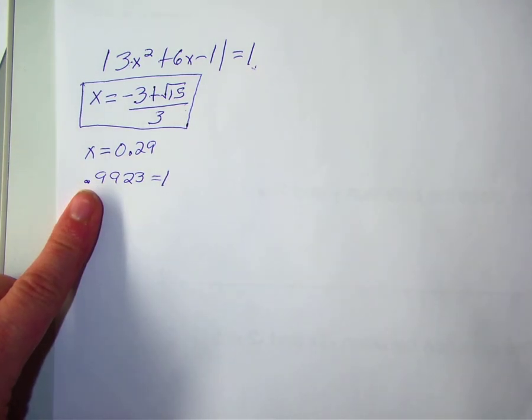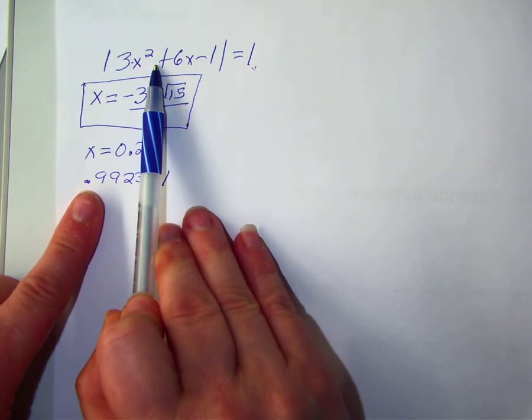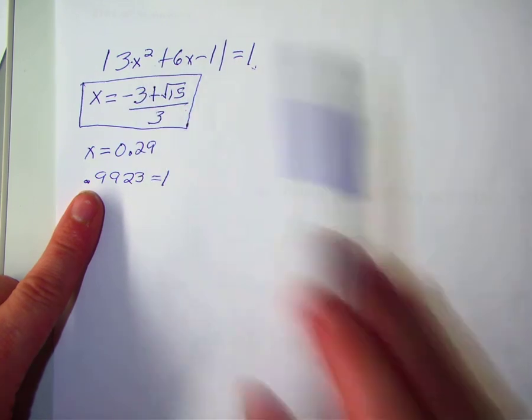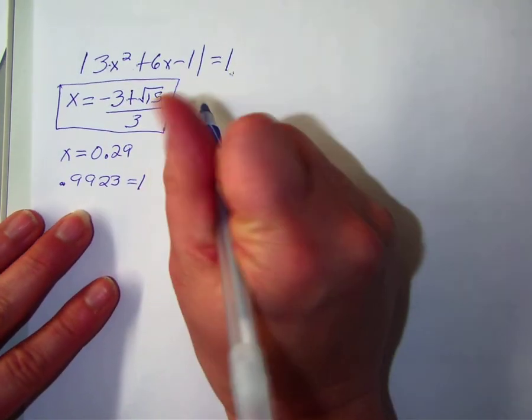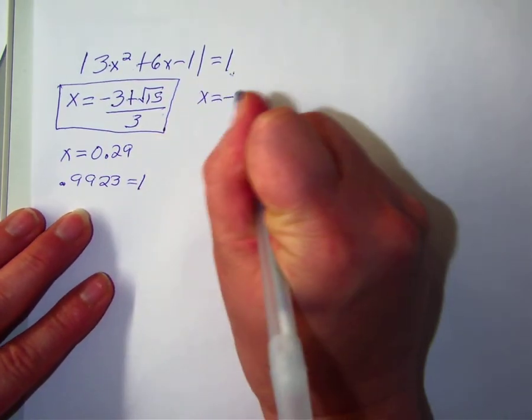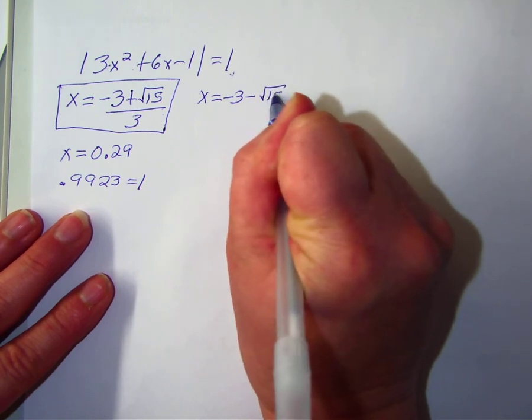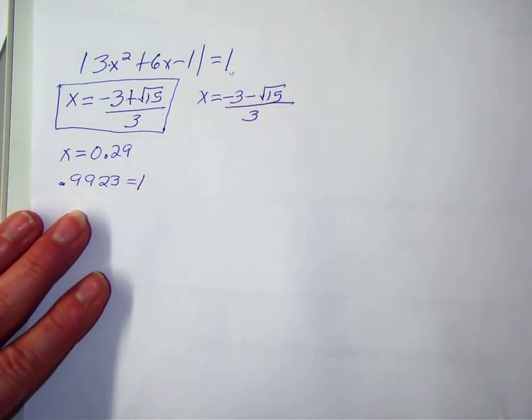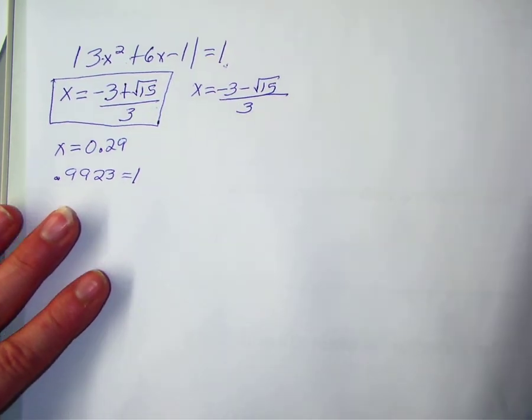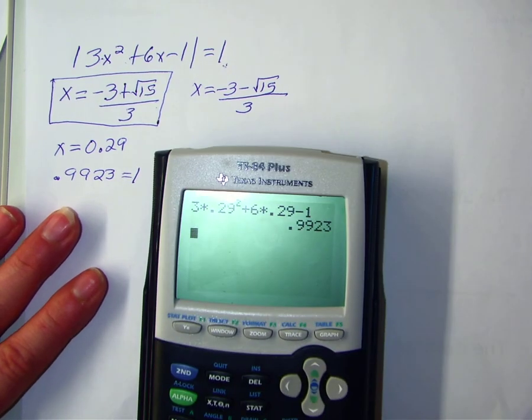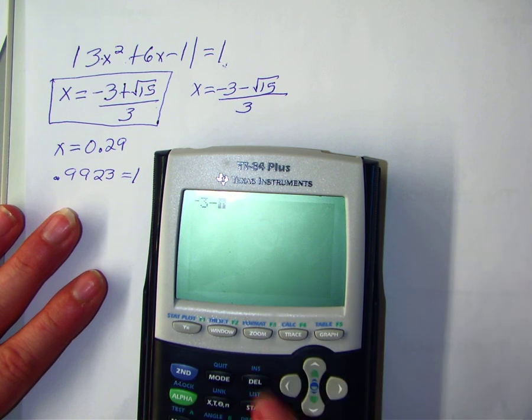All right, so now I'm going to check x equals -3 minus the square root of 15 all over 3. And again, I want to come up with a decimal approximation. -3 minus the square root of 15 divided by 3 gives me approximately -2.29.